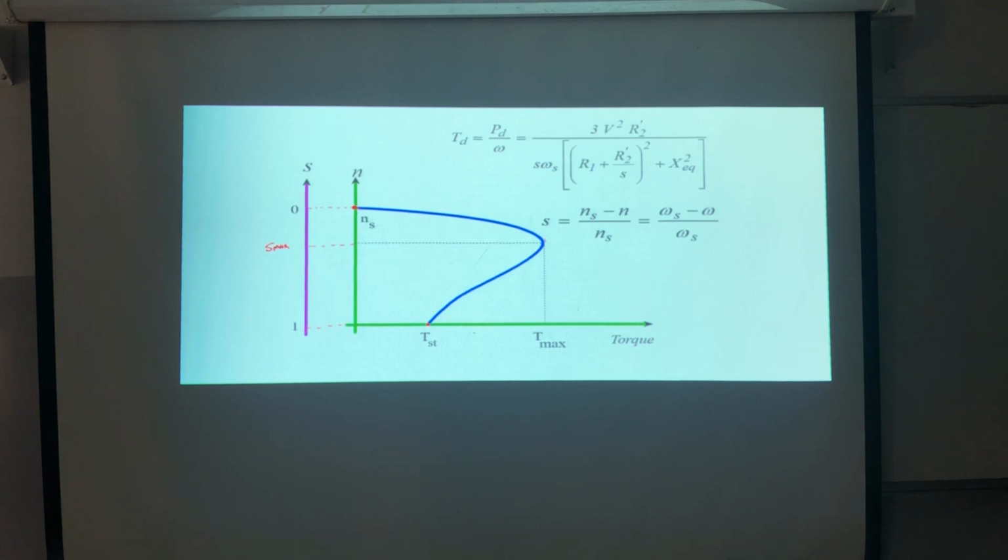Now, the operating point actually is the intersection point between the torque speed characteristic of the load and the machine. Let's assume that I have the following load, TL. Now, the operating point here, where? This point, correct? So simply this is actually will be what?